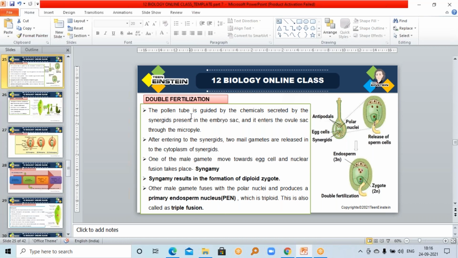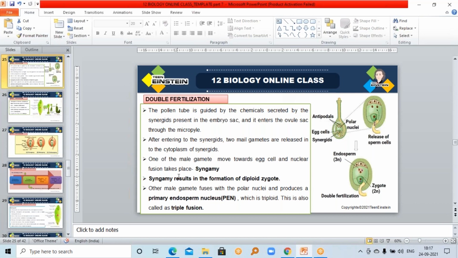Got it? So the pollen tube is guided by the chemicals secreted by synergids present in the embryo sac, and it enters the ovule sac through the micropyle. After entering the synergids, 2 male gametes are released into the cytoplasm of the synergids. The first male gamete moves towards the egg cell and nuclear fusion takes place. That is called syngamy.